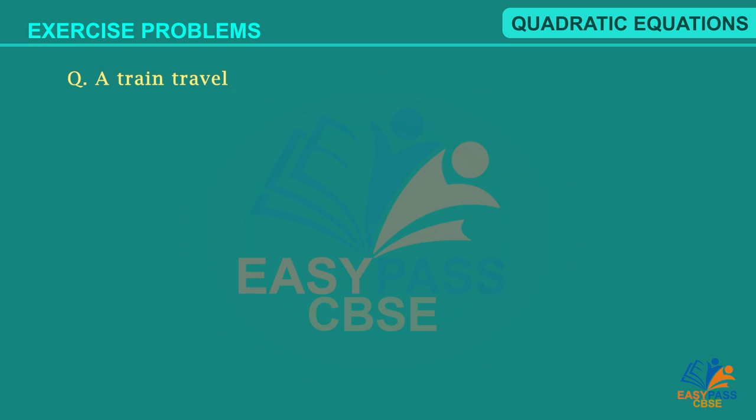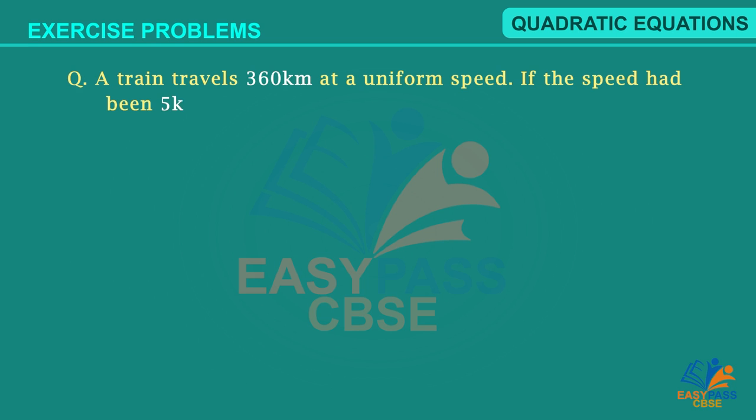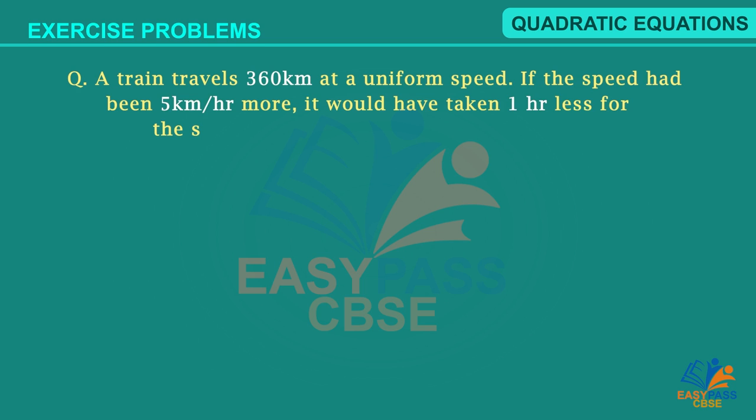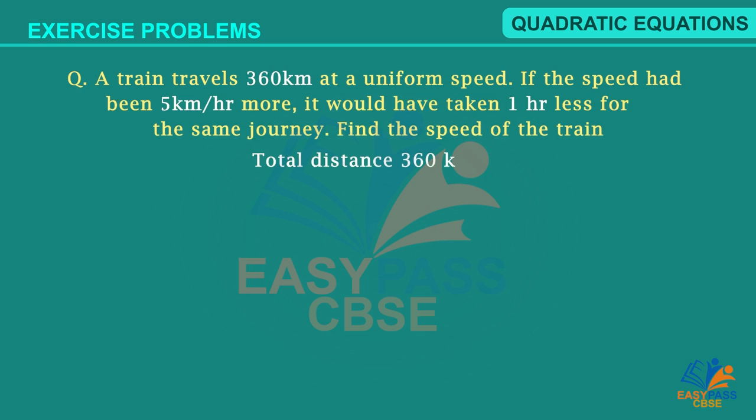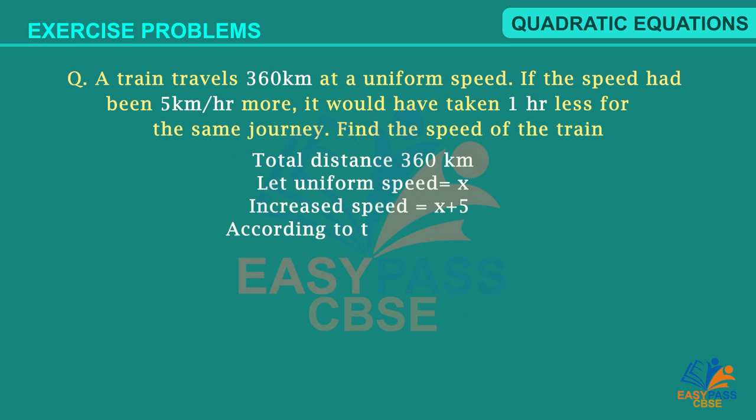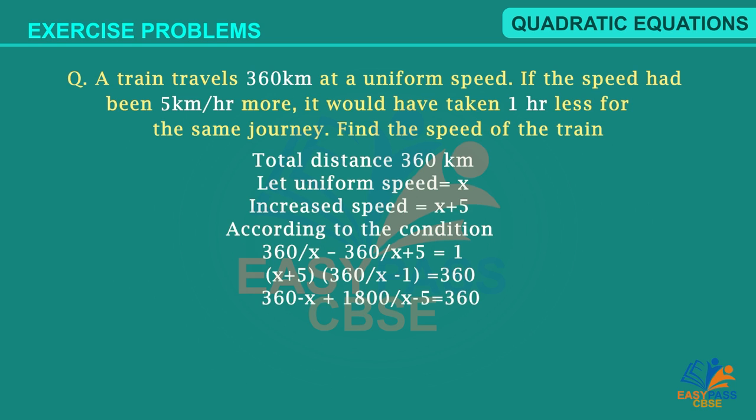Next, a train travels 360 kilometers at a uniform speed. If the speed had been 5 kilometers per hour more, it would have taken 1 hour less for the same journey. Find the speed of the train. Total distance is 360 kilometers. Let the uniform speed be x and the increased speed be x plus 5. According to the condition, 360 by x minus 360 by x plus 5 is equal to 1.